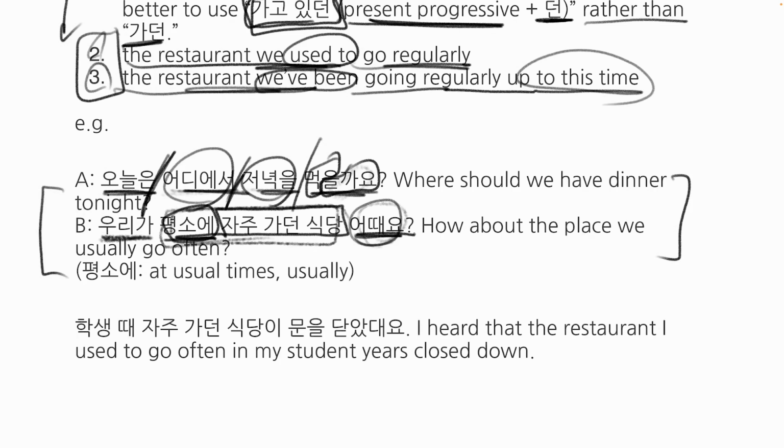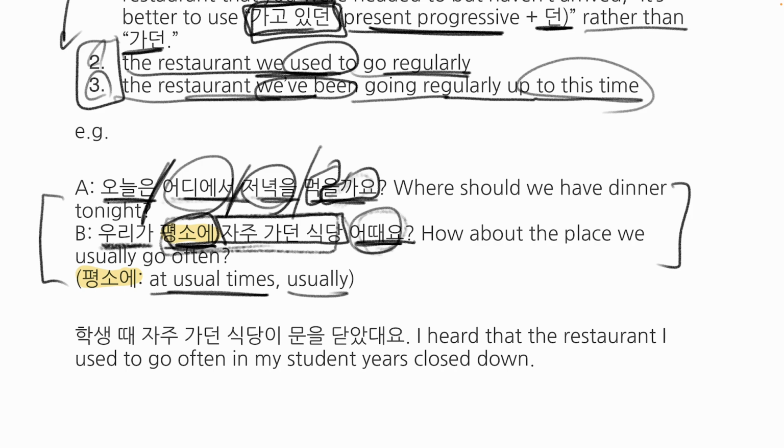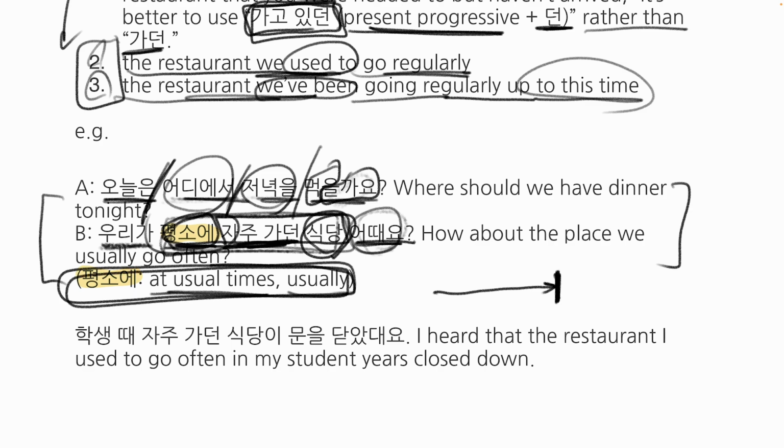Here, the time adverb 평소에 is used, and 평소에 means at usual times. That's what you usually do. So 평소에 자주 가던 식당 is the restaurant that we go to often usually, right? That we have been going to at usual times. Us going to that restaurant on a regular basis has been happening until now, because this is something that usually happened.